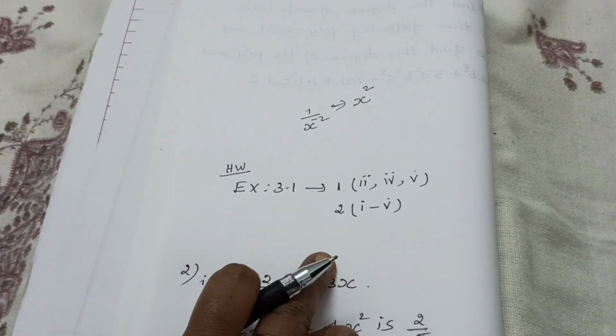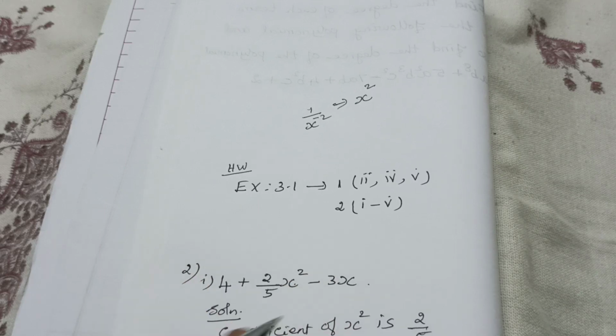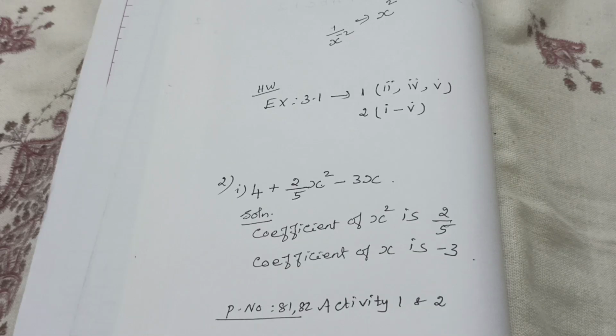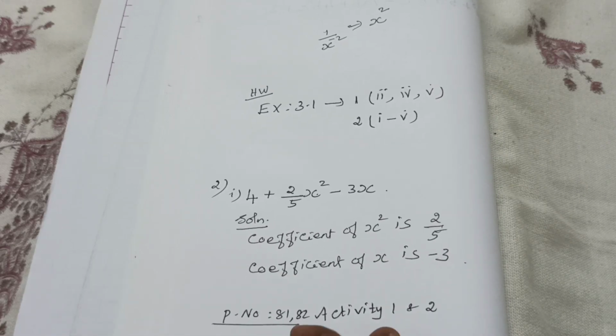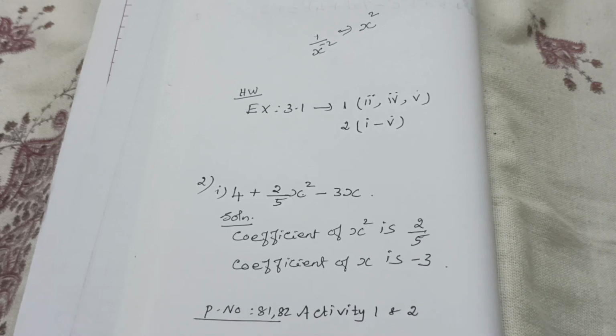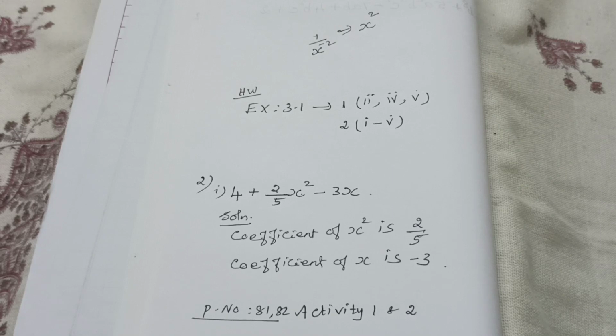These are the questions. So homework: today itself complete this homework. If you have any doubt, you can call me in the doubt clearing session. Okay, done. In your book, page number 81 and 82, 2 activities are given. In your book itself, you should complete these answers. Okay. Thank you, children.